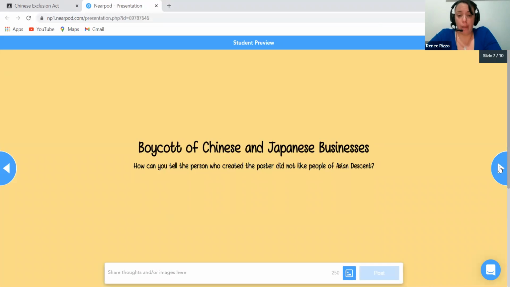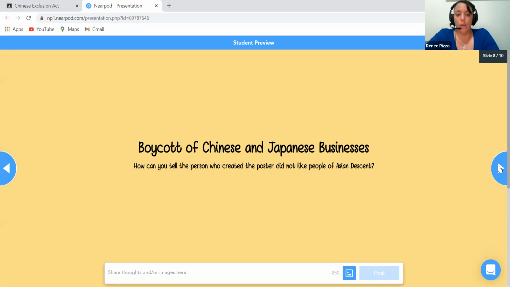Boycott of Chinese and Japanese businesses. How can you tell the person who created the poster did not like people of Asian descent? So it's important for students to be able to go back to the poster and find the clues that this is a really negative opinion of Chinese and Japanese people.